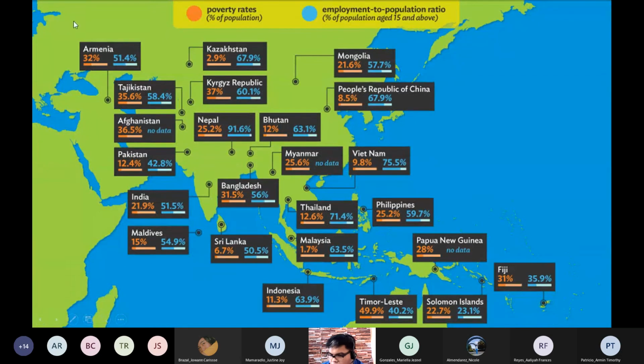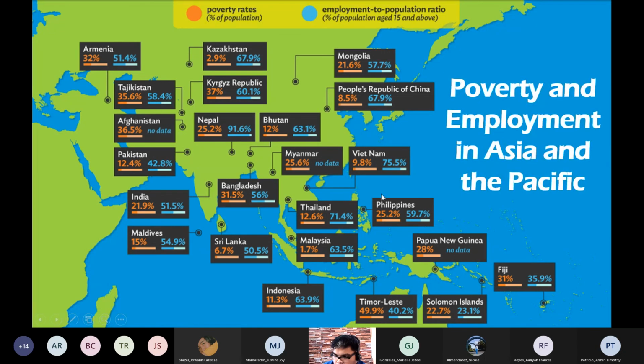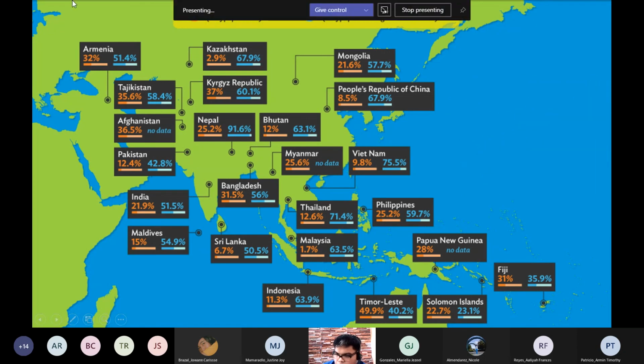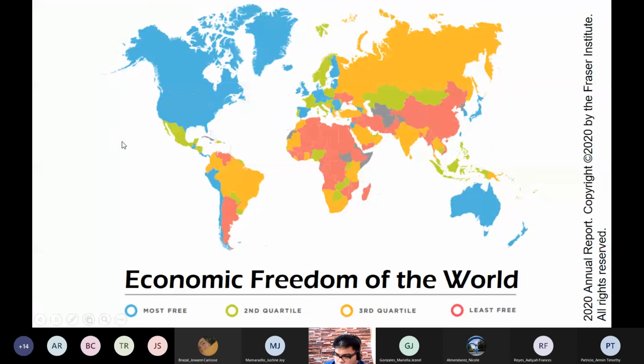So ano na lang to, no? This is poverty versus employment rates on the nations of Asia. No? Asia-wide na siya, hindi lang siya Southeast Asia. And here we have the economic freedom. Okay. So population rate and economic growth. Ito yung apat na quarter, no? The four quarters of economic freedom.